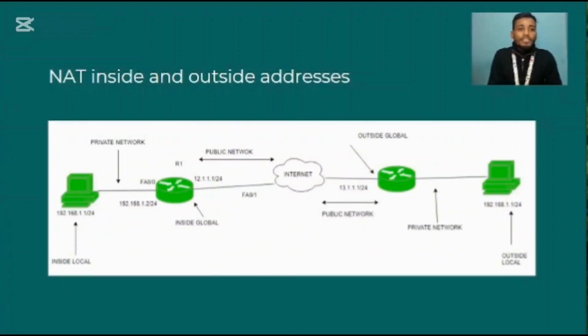Inside local: IP addresses of a device inside the private network, that means this network. It is the local private IP address used before translation. Inside global: public IP addresses assigned to the inside device by NAT for external communication, that means this network. This is the translated address visible on the internet. Outside global: public IP addresses of the external device, that means this network. This is the external destination IP visible to the sender.